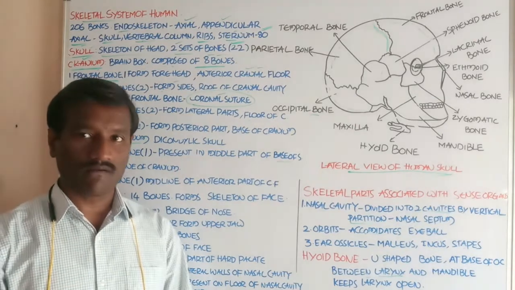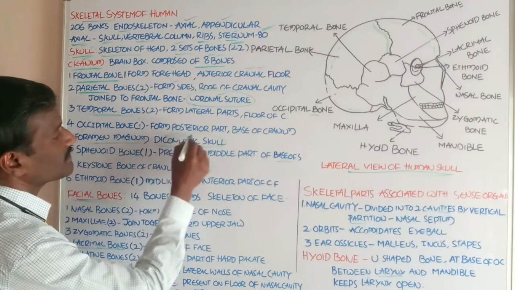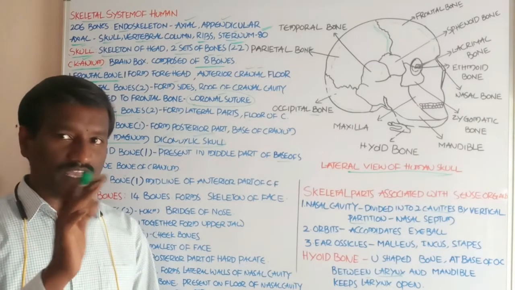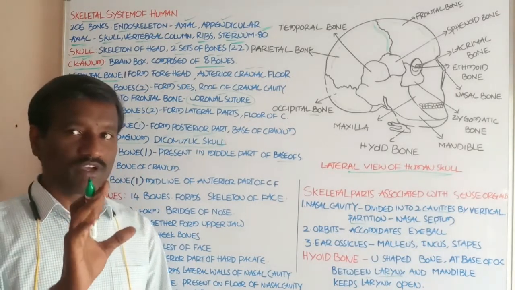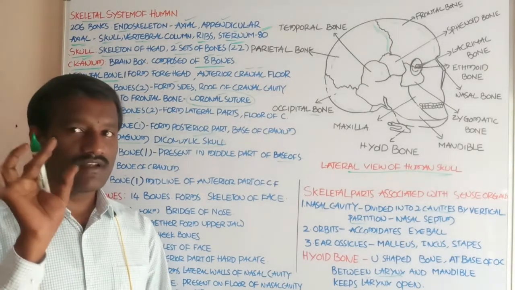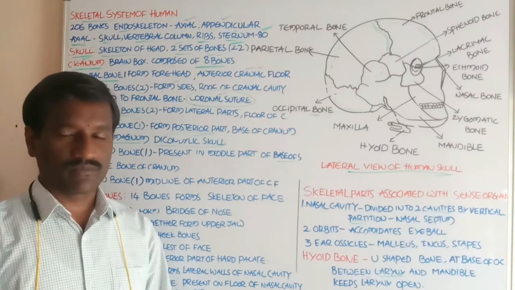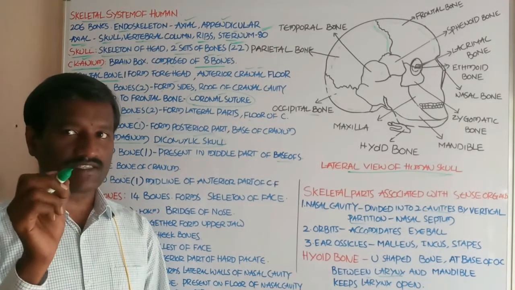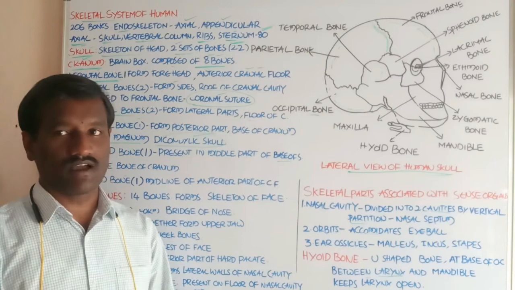Next, what about the dicondylic skull? If you observe either side of the foramen magnum, it shows two occipital condyles, one on each side. Hence it is called a dicondylic skull.